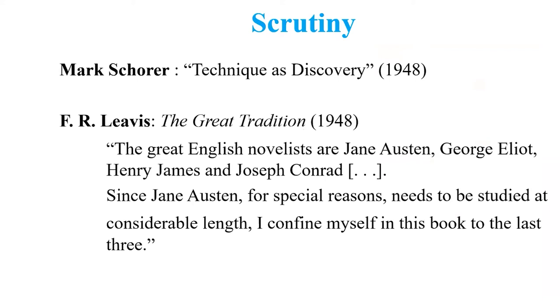In that book, The Great Tradition, he said, when it comes to English literature, at that point of time, 1948, there are four major writers: Jane Austen, George Eliot, Henry James, Joseph Conrad. This is the opening line from that book: the great novelists are Jane Austen, George Eliot, Henry James, and Joseph Conrad. Then he said, I can't discuss Jane Austen in this book. She needs a separate volume. So F.R. Leavis discusses only three writers: George Eliot, Henry James, and Joseph Conrad in The Great Tradition.